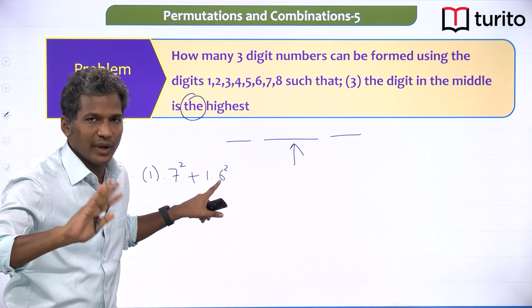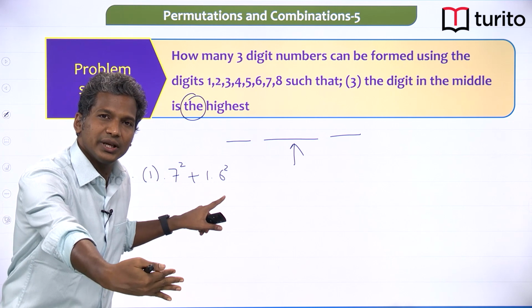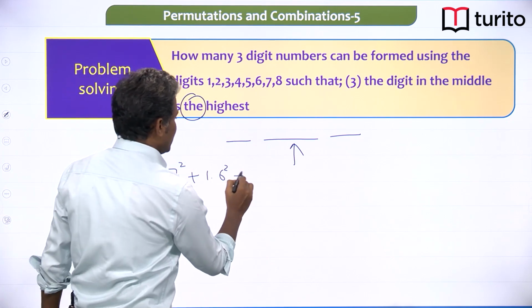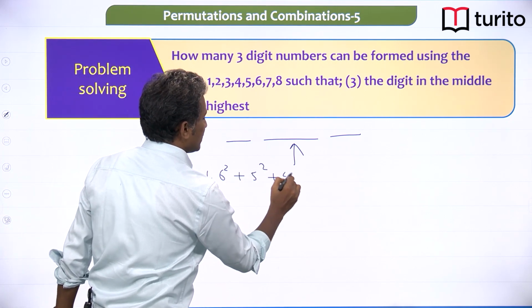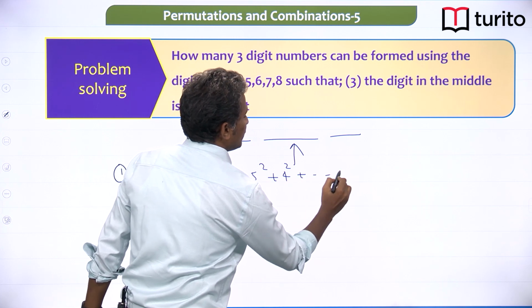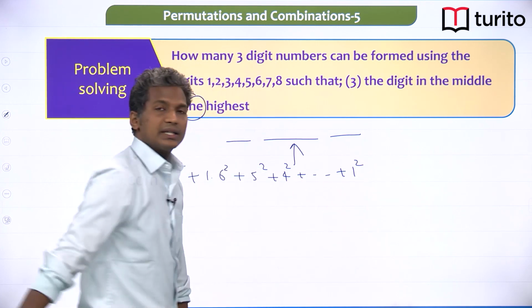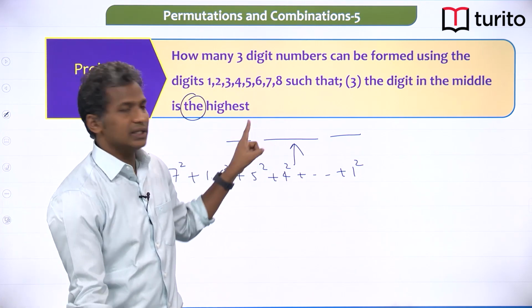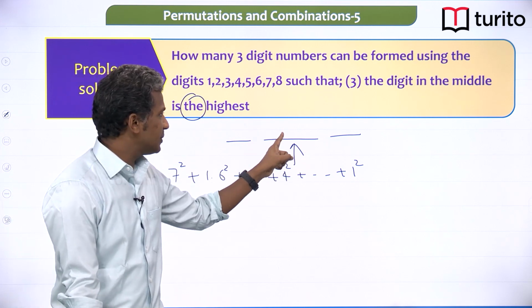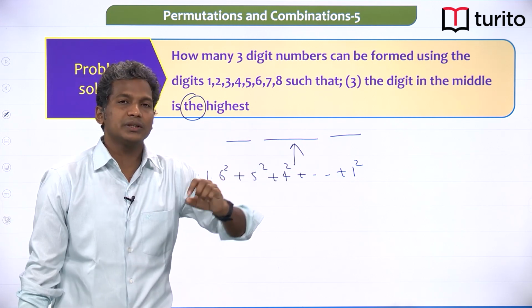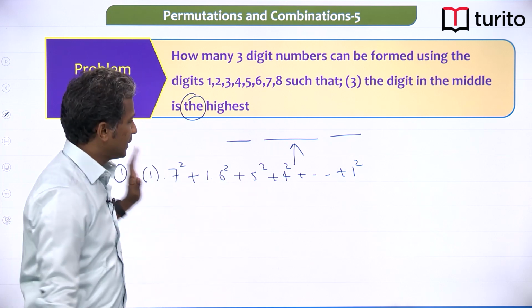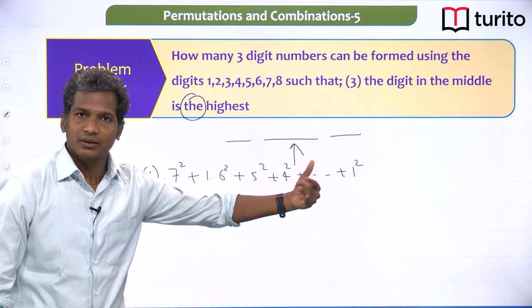Now you understood the main logic. So the next number is going to be 5 square, and the next number is going to be 4 square, and so on, right. We have to do it till the last case where 2 is coming in the middle digit. That means the other 2 will have only one option, which is the digit 1. So this way we can perform the counting.